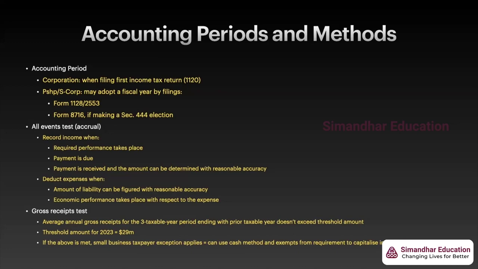Gaurav, can you just let us know, what is Form 8716? Yeah, so there's a small business election. If you are making a Section 444 election, then Form 8716 has to be filed. I didn't really want to dwell deep into this because we'll again be covering this when we talk about partnerships and corporations. But just remember that if you're making a Section 444 election, then Form 8716 also has to be filed for a fiscal year.